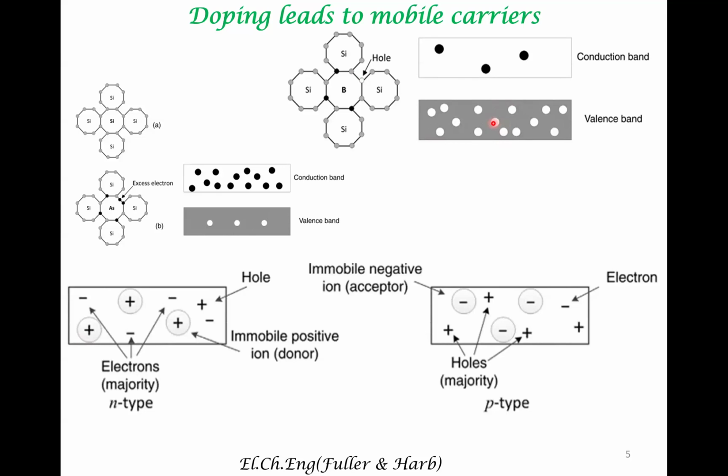But what is important to understand is whether it is a P-type semiconductor or an N-type semiconductor, the doped semiconductors are net neutral. Corresponding to this positive charge, there is an electron. Corresponding to this negative charge, there is a hole. So the doped semiconductors are net neutral.